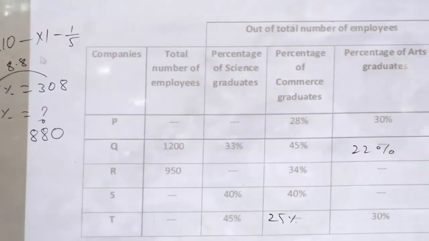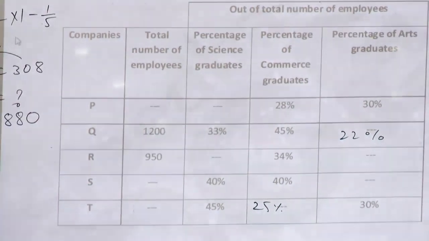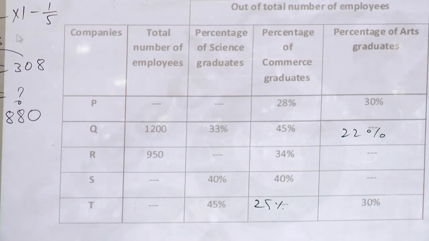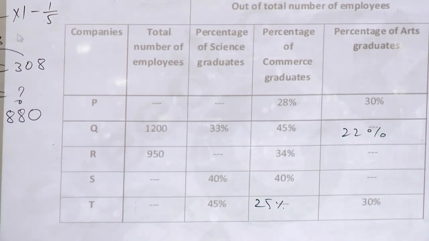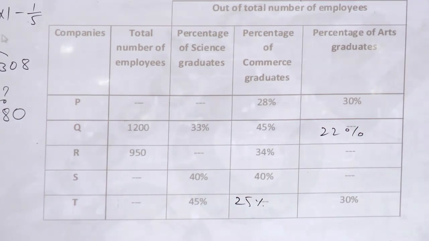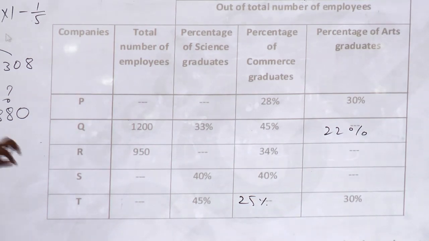Next, 53. If the respective ratio between number of science graduate employees and arts graduate employees in company R was 7:4, what was the number of arts graduate employees in company R? Arts graduate employees, 4 parts. This is for company R. Science and arts, first and last.